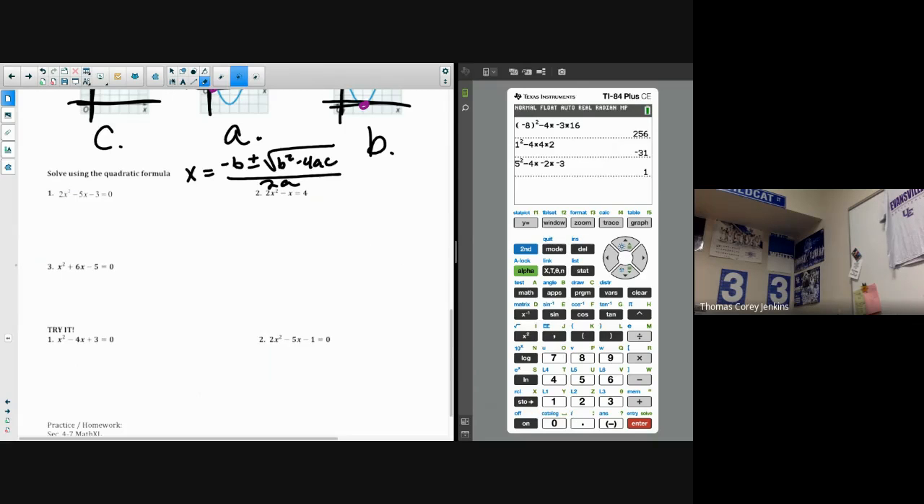Always use your notes, kids. All right, so now we're going to solve number 1. Okay, identify A, B, and C first. A is 2, B is -5, and C is -3.